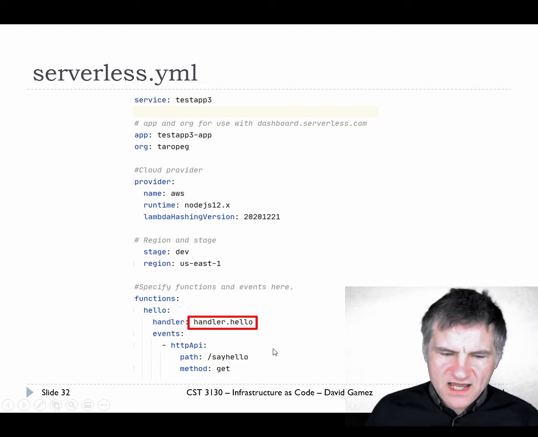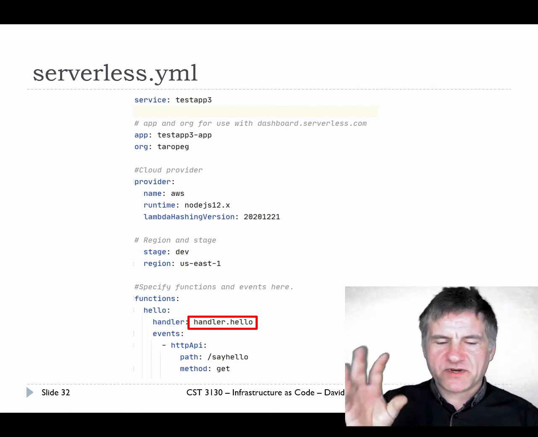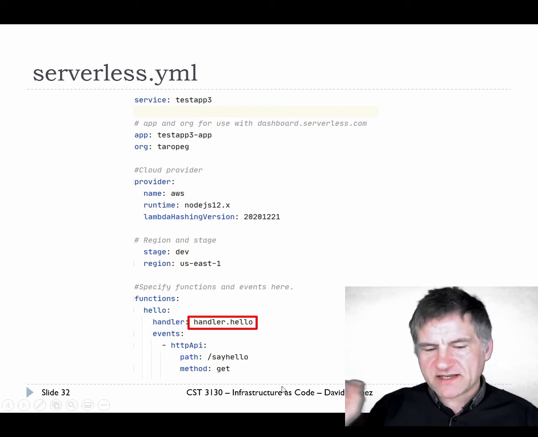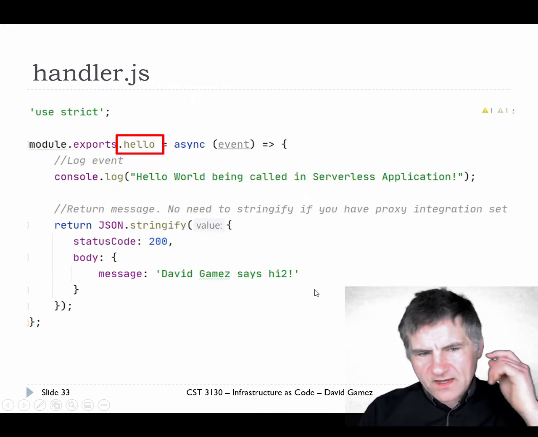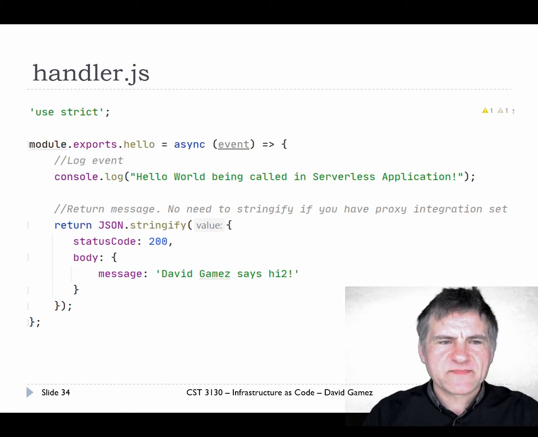And then here we have events at the bottom. Should have put it in red really. These are what's going to cause that function to be triggered. In this case, we're just putting a simple API around it. So when we go to the path say hello, it'll call this hello function here. All this function is doing is just saying hello world, returning your standard JSON stuff.